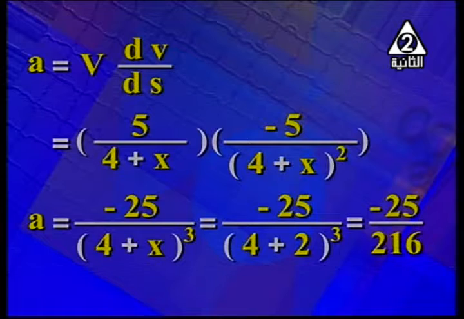Dear student, this example is very important. Find acceleration when the given is v. After finding dv by ds, by using a equals v times dv by ds, acceleration is equal to negative 25 over 216. Now we move to another example.